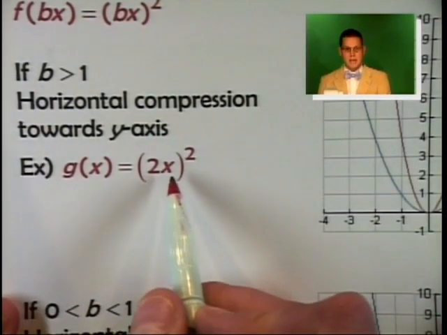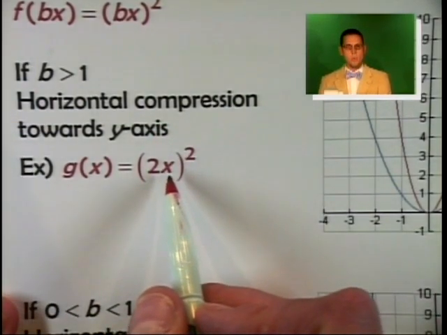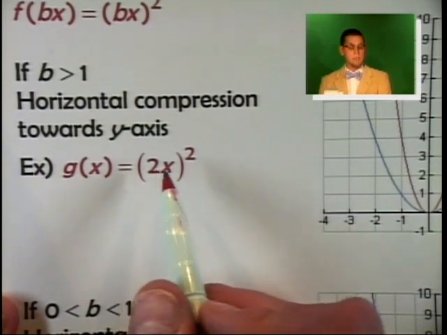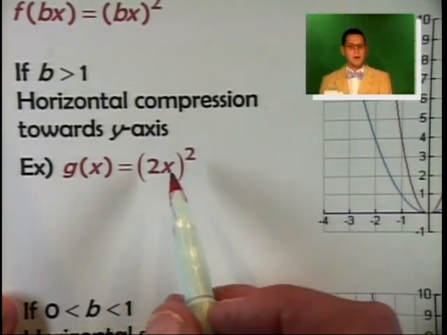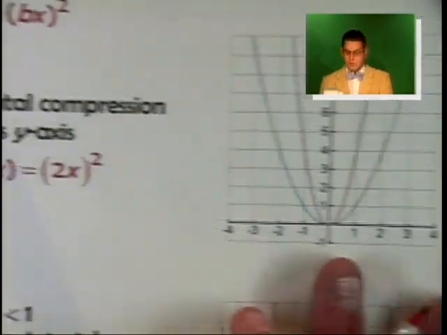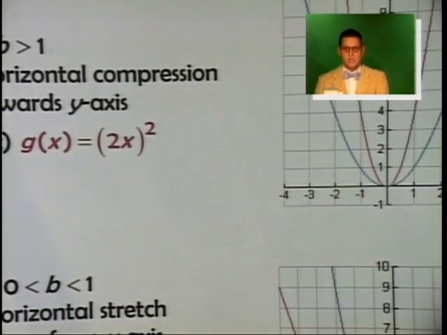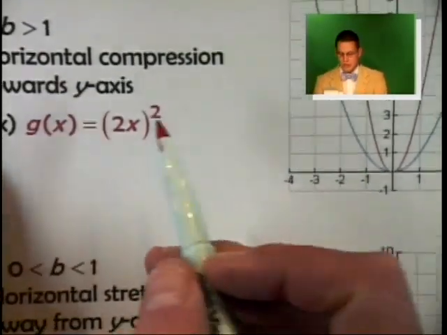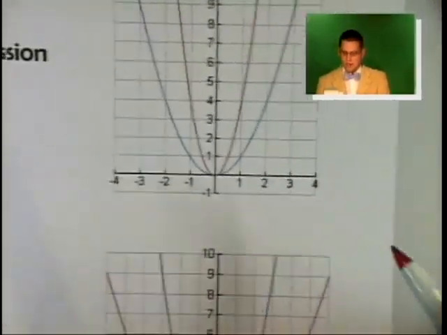What that means is at x equals 1, it's going to have the same y value as x equals 1 times 2, or 2. The x value at x equals 2 is going to have the same y value as 2 times 2, or 4. So although it looks like it's going to stretch the graph wider horizontally, it's actually going to gather the values in.